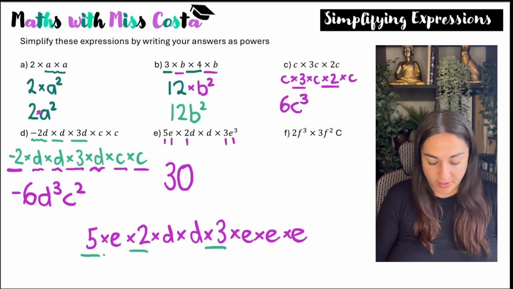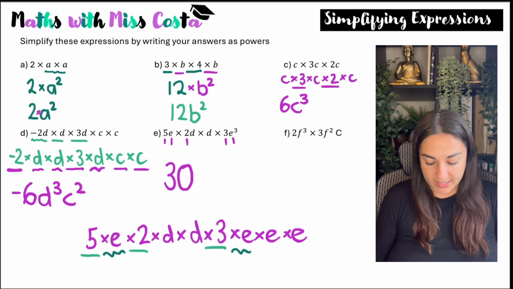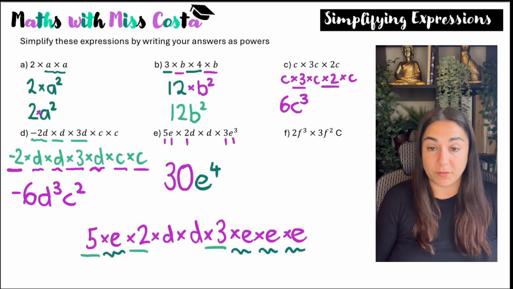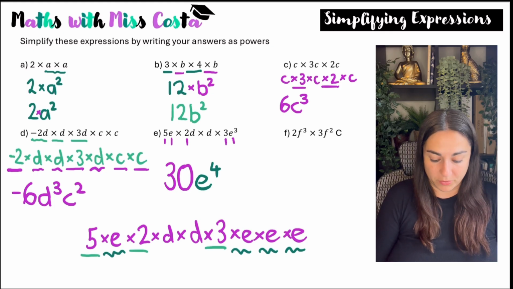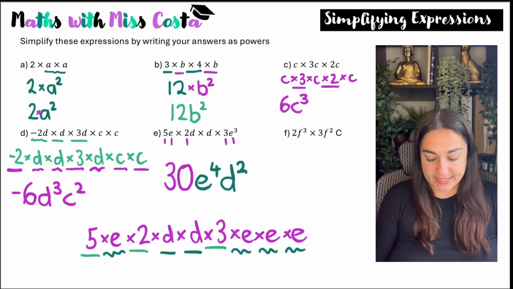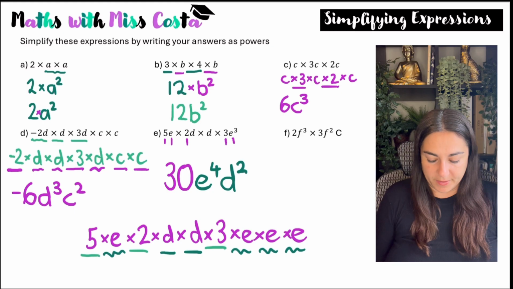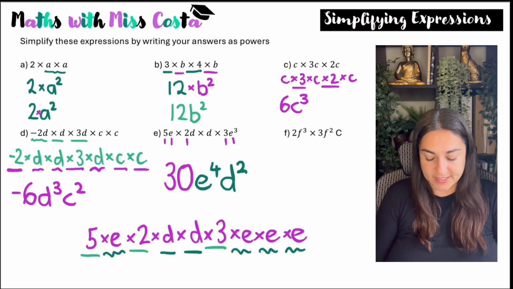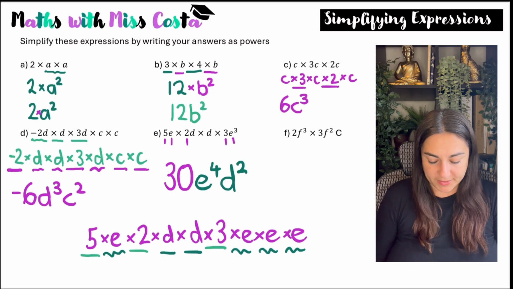Now let's look at how many times E is being multiplied by itself. So E times by E times by E times by E. E is being multiplied by itself 4 times, so it will become E to the power of 4. And then we've got D times by D, which is D squared. The final one is 2f cubed times 3f squared times by C, it should say times.